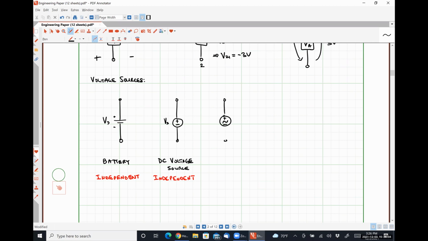Plus and a minus sign with a squiggle in the middle. And then we'll have Vs of t. So this is an AC voltage source. It is also independent. Then we have this guy, and this guy, both of which are dependent voltage sources.